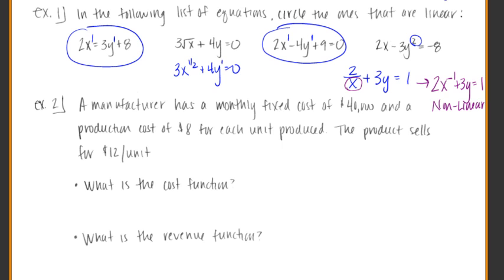Let's go on to example number 2, though. Here in example 2, a manufacturer has a monthly fixed cost of $40,000 and a production cost of $8 for each unit produced. And if the product sells for $12 per unit. Okay, we're going to find a couple answers here.